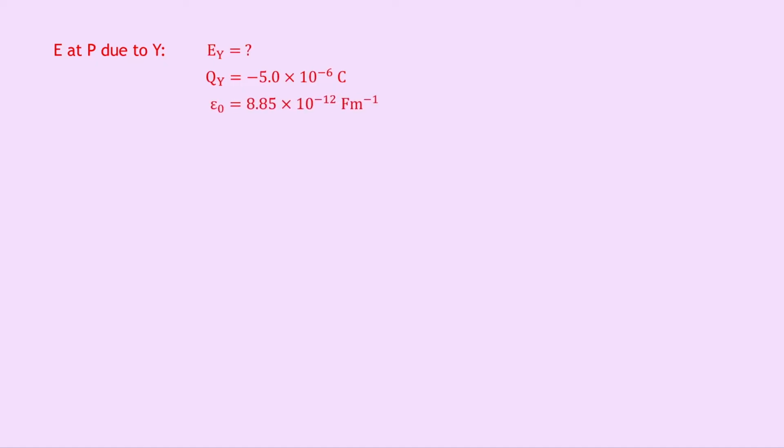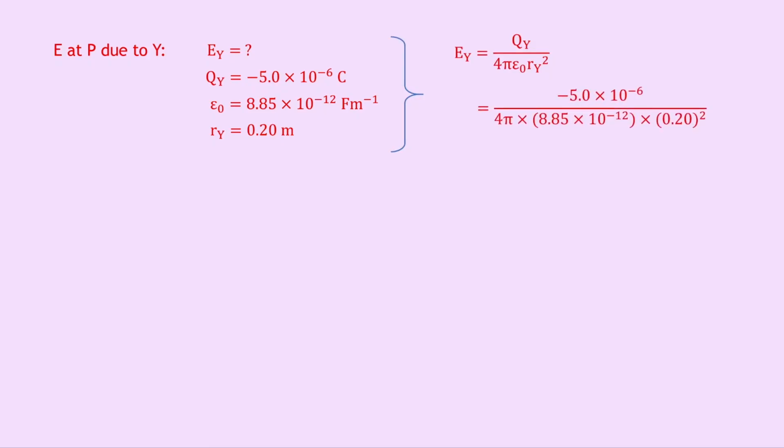Epsilon naught is 8.85 times 10 to the minus 12 farads per meter. RY is 0.2 meters, and writing down our equation, we have EY equals QY over 4 pi epsilon naught RY squared. Putting in the numbers again, we have minus 5 times 10 to the minus 6 divided by 4 pi times 8.85 times 10 to the minus 12 times 0.2 squared. Putting all of this into your calculator now should give you an answer of minus 1.12 times 10 to the 6 newtons per coulomb.